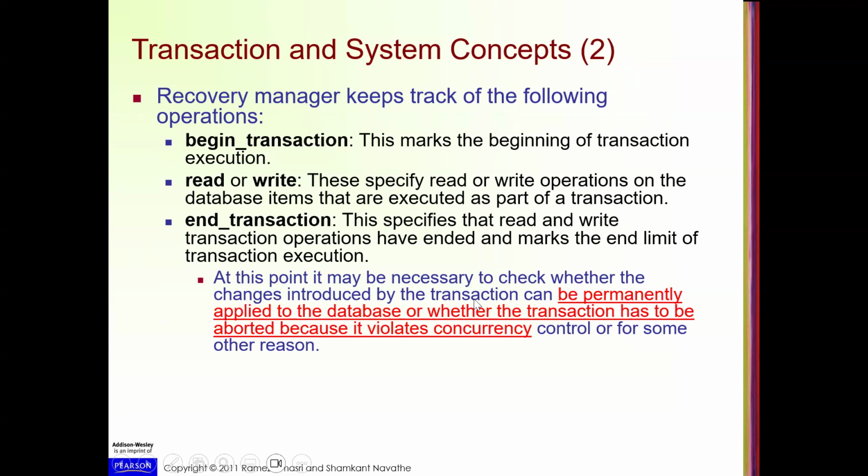At this point, it may be necessary to check whether the changes that have been introduced by executing the transactions are permanently applied to the database, or whether the transaction has to be aborted because it was violating the concurrency control or for some other reason. So when the transaction starts, it will perform some actions and the transaction completes. If these 3 things are done successfully, then it is very important to check and see that the changes introduced by the transactions are successful and they are written into the database.